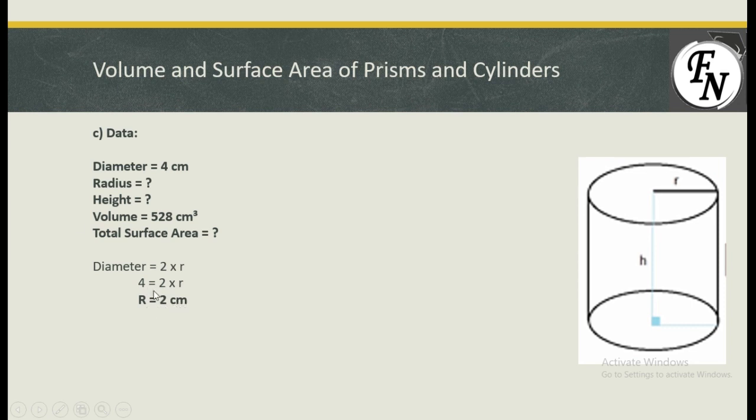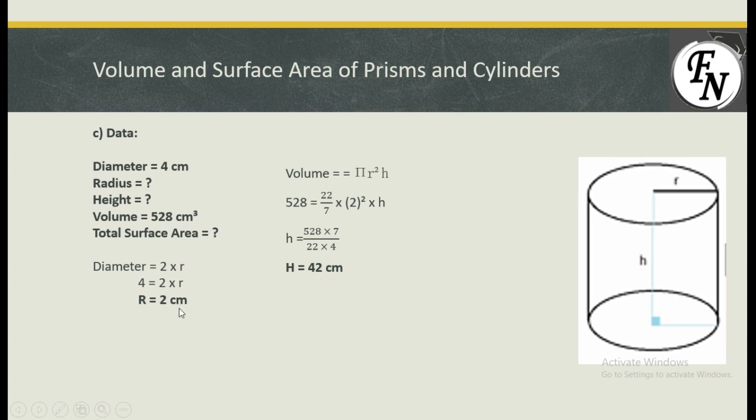So after obtaining the radius, it turns out to be a very simple case: using the formula of volume to calculate height, then using the formula of total surface area to obtain total surface area by plugging in radius and height. So volume is equal to pi r square h, and the volume is 528, pi is 22/7, radius is 2, and height is missing. So we will first square this up. 2 square is 4, and 7 is dividing here, so there it would be multiplied, and 22 and 4 are multiplying here, so there it would be in the denominator. And after solving this, we will obtain the height as 42 centimeters.